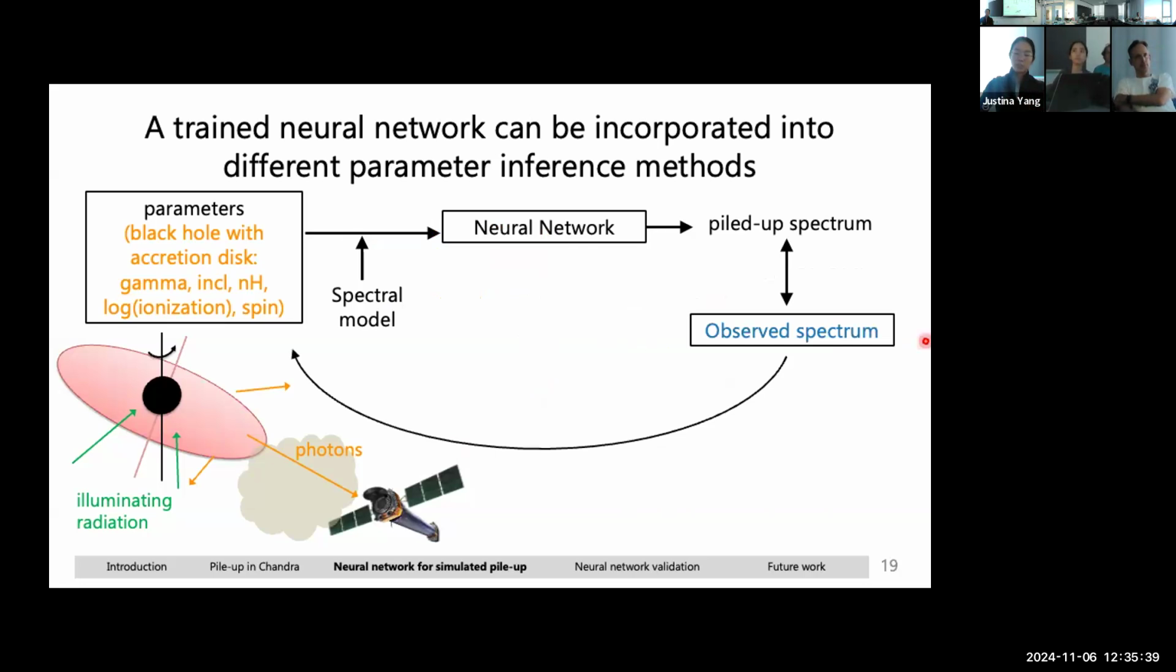And the goal here is to eventually use this to infer different parameters. Starting from the parameters and with a known spectral model, running the trained neural network to get piled up spectra, which then can be compared to an observed spectrum to infer best fit parameters. Ultimately, that's the goal.